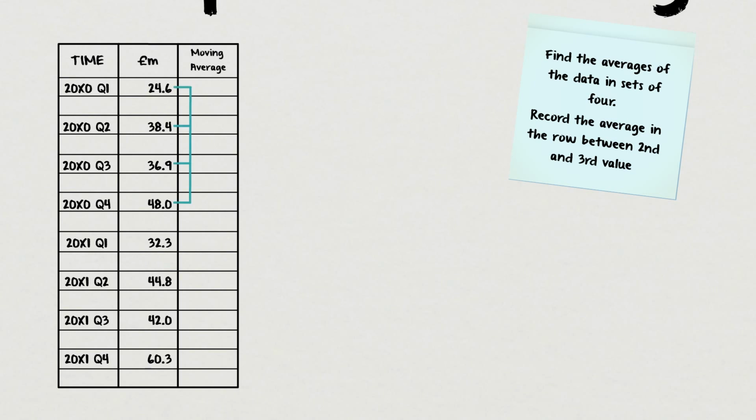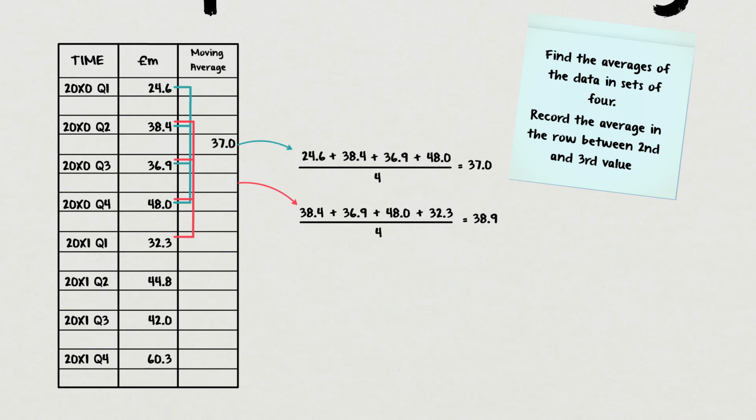But the actual process of first determining the moving average is the same as the three-point moving average, except we use four quarters. So we might use 2000X0 quarter one, quarter two, quarter three, quarter four, and add those figures together. So 24.6 million plus 38.4 million plus 36.9 million plus 48 million, divide by four, and that gives us the moving average of 37 million. And again, you can see this goes in the line between quarter two and quarter three. Then we repeat the process, this time moving on an additional quarter, getting 38.9 million. Again, that now goes in between quarter three and quarter four.